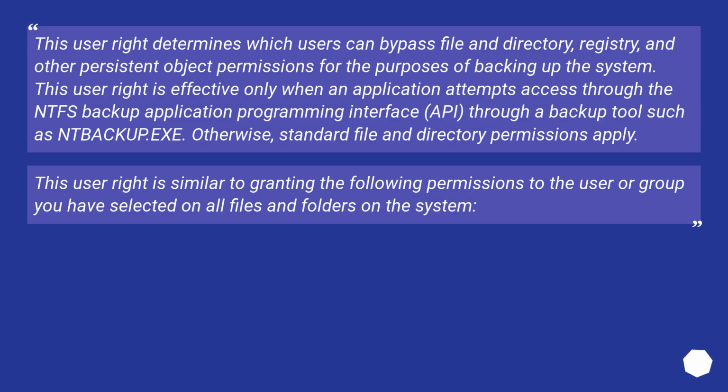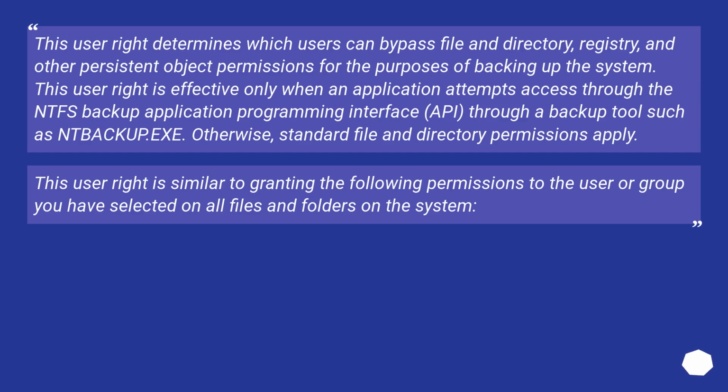From the documentation for SeBackup privilege: This user right determines which users can bypass file and directory, registry, and other persistent object permissions for the purposes of backing up the system. This user right is effective only when an application attempts access through the NTFS Backup Application Programming Interface, API, through a backup tool such as ntbackup.exe. Otherwise, standard file and directory permissions apply.